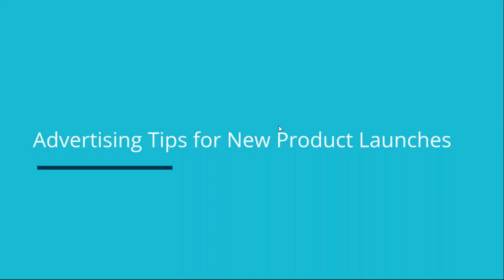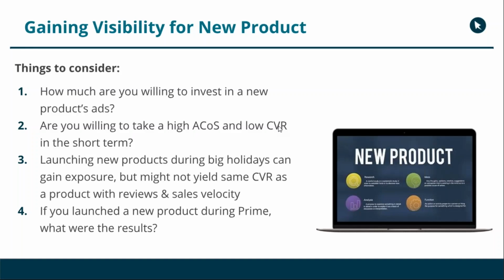And now Jen's going to take you through some advertising tips for new product launches. Great, thank you, Eric. So there are a few things to consider with your advertising when it comes to gaining visibility for a new product. You want to ask yourself, how much are you willing to invest in a new product from an ad perspective? Are you willing to take a high ACoS and low conversion in the short term to really begin ramping a product in Q4? And really, the sooner that you can make these decisions, the better. To Eric's point, you are working to gain sales velocity, but you also have to consider that your new product may not have reviews.